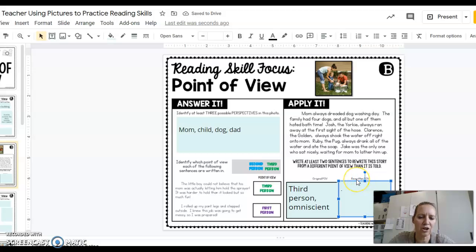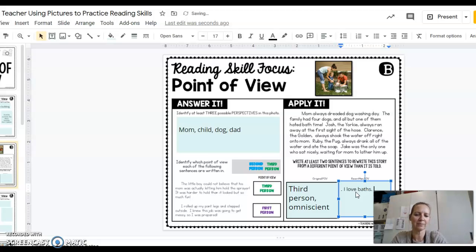Okay, so over here then you're going to rewrite the point of view. Since it was in third person, you want to rewrite it as first person. So I'm going to rewrite it from Jake the dog who liked baths. So I might start it off with, I love baths. I love the warm, soapy water and the extra attention. And it says to write 2 sentences, and that's all you do. So there you go, 5 minute detail of what you do.